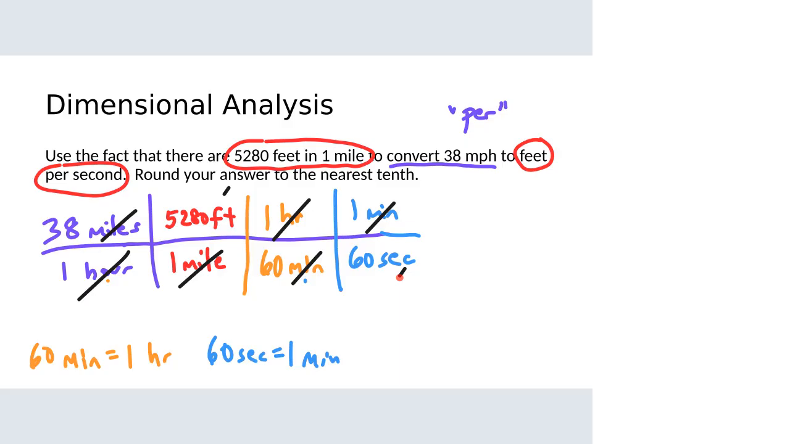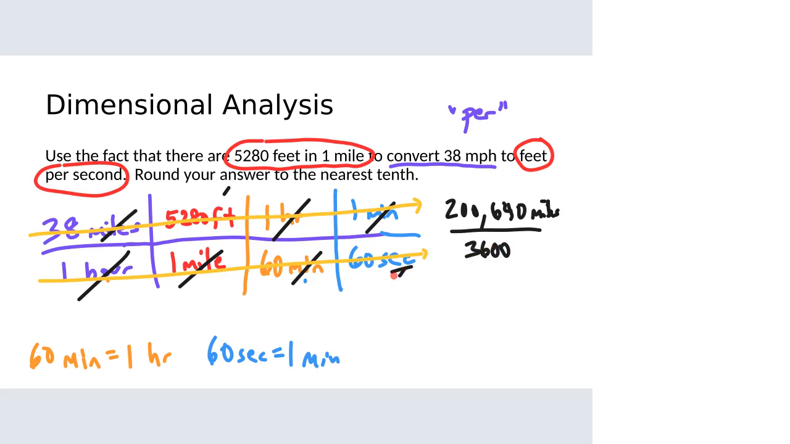I'm good here. Now I'm at that place where I can multiply everything along the top, multiply everything along the bottom, and then when I get to the end of that is when I get to divide. And let's see, across the top, I've got 38 times 5,280 times 1 times 1. Big, ugly number, but it's not my answer. 200,640, and that is miles. On the bottom, I have 1 times 1 times 60 times 60. That's 3,600.